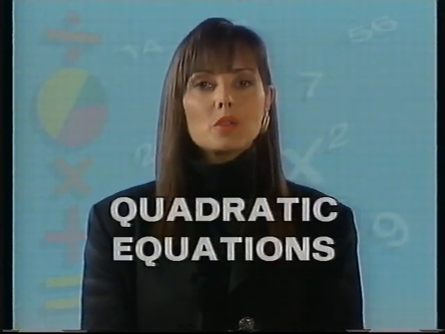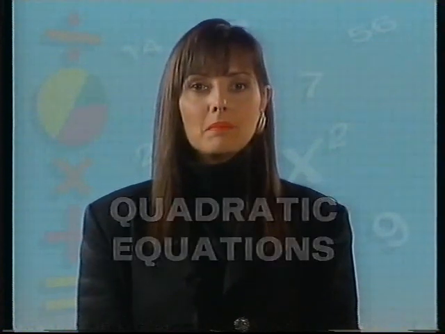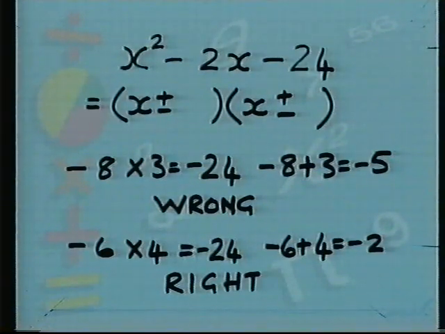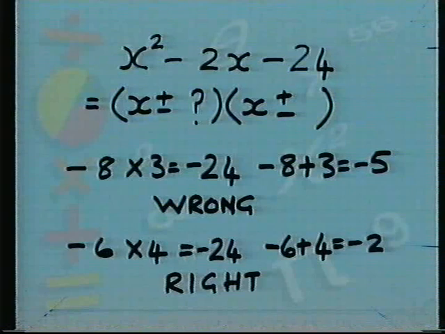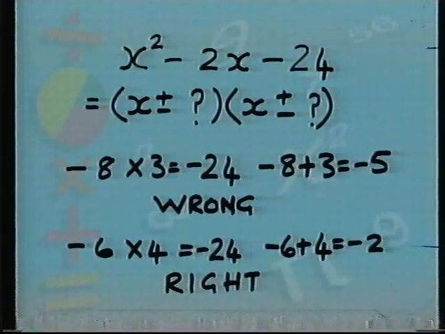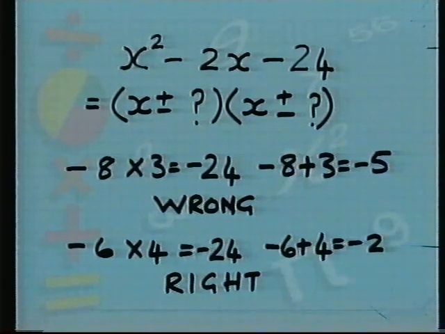If you have an expression, then you might need to write it as the product of two factors. Here's an example of a quadratic equation. X squared minus 2x minus 24. Now this equals x plus or minus something in a bracket multiplied by x plus or minus something else in another bracket. What are the somethings, or the factors, to use their proper name? Well, to find them, the trick is to look at the original equation. The pair of numbers you're looking for must multiply to give minus 24, and they must add together to give minus 2. So try a few out.